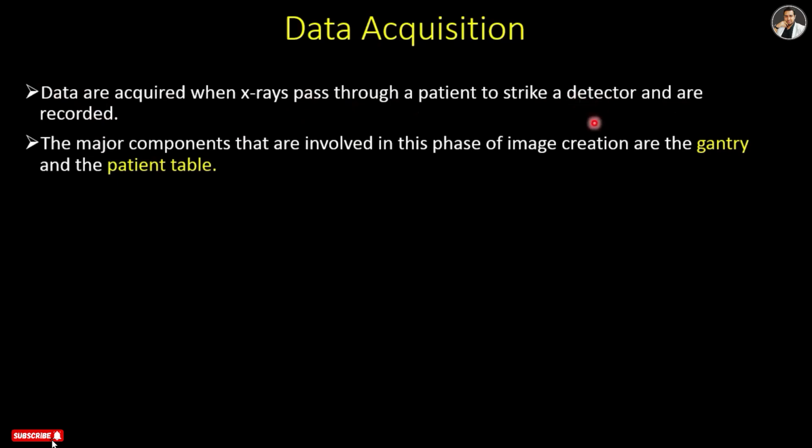So when we do normal X-rays, the X-ray is passed through the cassette or FPD. And in a CT scan, the X-ray is passed through the detector. The major components involved in this phase of image creation are the gantry and the patient data. So the main factors in data collection and image creation are the gantry and the patient data. These two things are the main components.